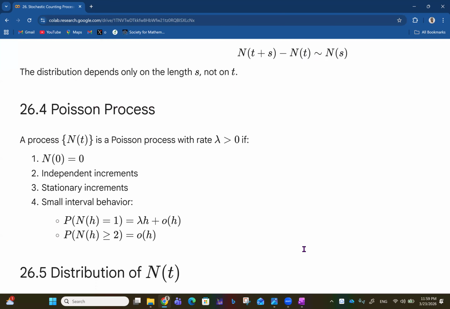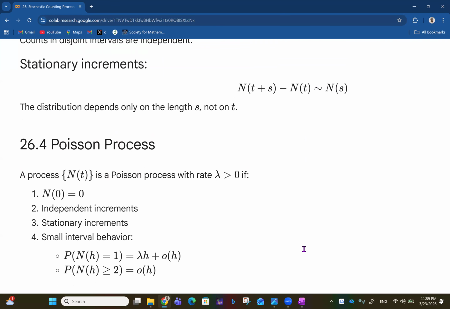Now, we talk about the Poisson process. Talking about stochastic counting processes, the Poisson process is one of such processes. There are different types of stochastic counting processes, and the Poisson process is one of them. So, a process which is the collection of N(t) is a Poisson process with rate lambda greater than 0 if N(0) is 0, that is, at the beginning of the process, the number of arrivals in the system is 0.